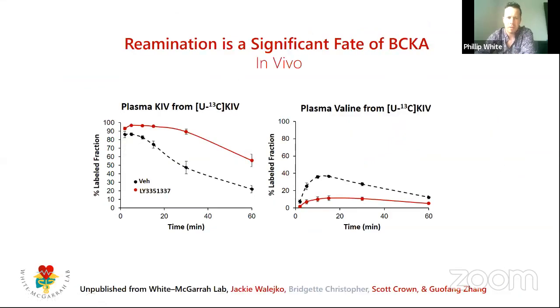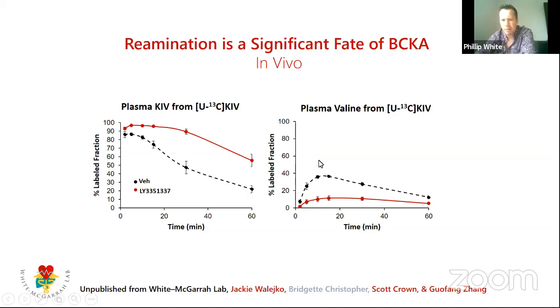So we moved in vivo and we took healthy Wistar rats and we gave them a bolus of 13C labeled KIV. And so all the carbons are labeled in the KIV. It's the same substrate we used in the isolated hearts. We took plasma over a time course here. And what you can see is that there's a very rapid reduction in KIV in circulation in the vehicle-treated animals. And this corresponds to a rapid increase in label within the valine pool in the plasma.